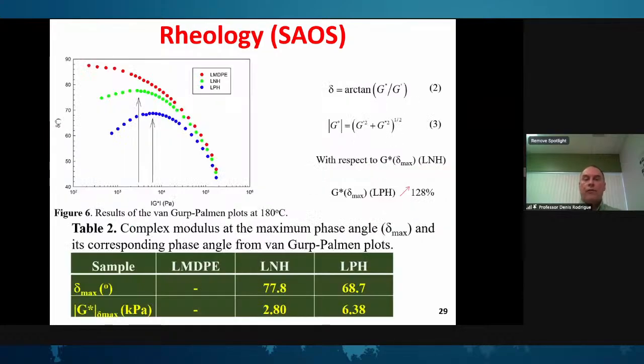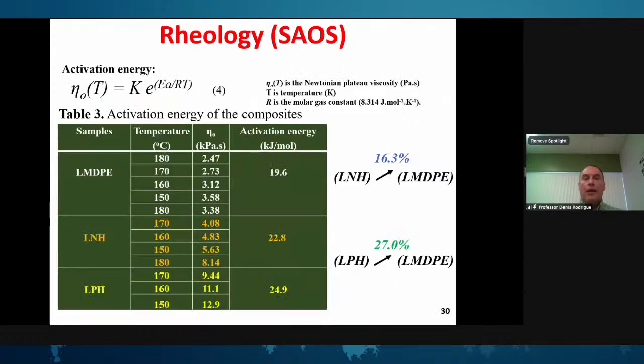We also did other types of characterization. So this is the typical Van Gurp-Palmen plot. Again, all the characterization was done at the processing temperature of 180 degrees Celsius. What is more important in this case is that you see that the maximum of the curve occurs at a higher modulus. That means you need more stress to be able to deform the system. So this is related again to the good coupling that you have between the matrix and the fiber.